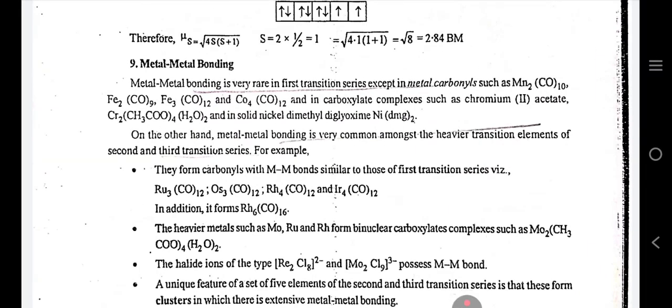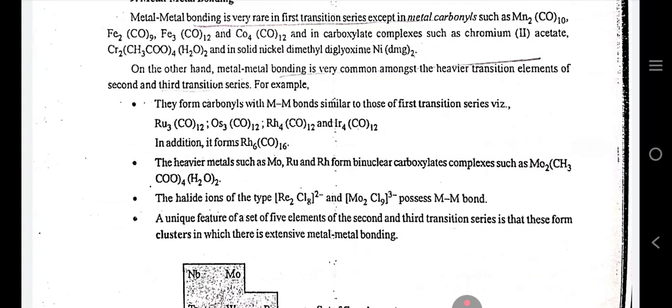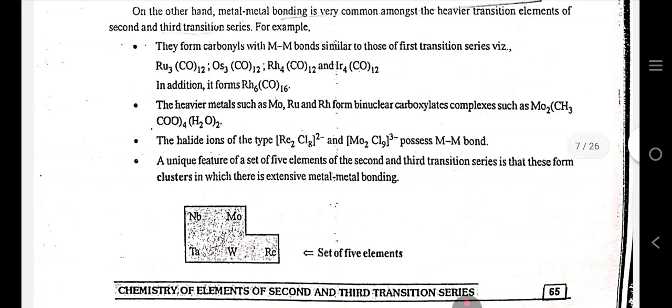Metal-metal bonding. Metal-metal bonding is very rare in the first transition series except in metal carbonyls such as Mn2(CO)10, Fe2(CO)9, Fe3(CO)12 and Co4(CO)12, in carboxylate complexes such as chromium acetate, Cr2(CH3COO)4(H2O)2, and in solid nickel dimethylglyoxime. On the other hand, metal-metal bonding is very common amongst the heavier transition elements of the second and third transition series.